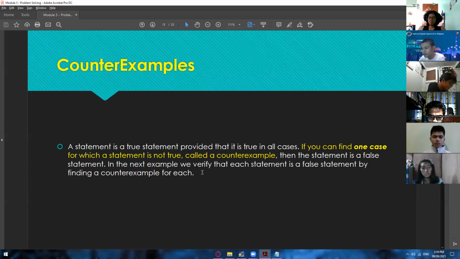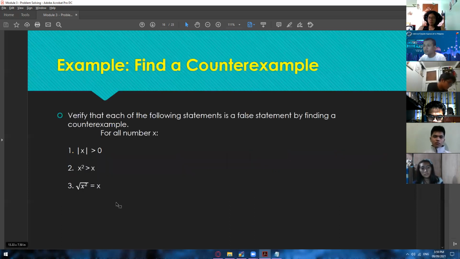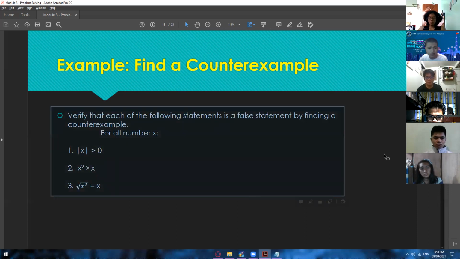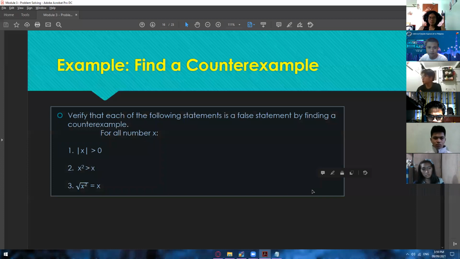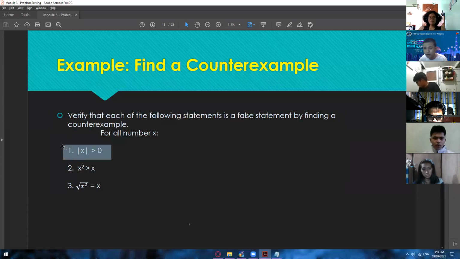In the next example, we verify that each statement is a false statement by finding a counterexample for each. So let's find a counterexample with these numbers. Verify that each of the following statements is a false statement by finding a counterexample. For all numbers x, I would like you guys to find at least one counterexample. There are a lot of counterexamples out there, but one is enough already. Just make this one false.